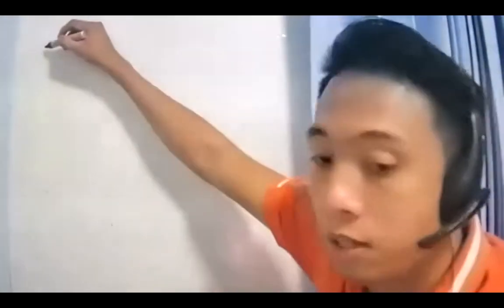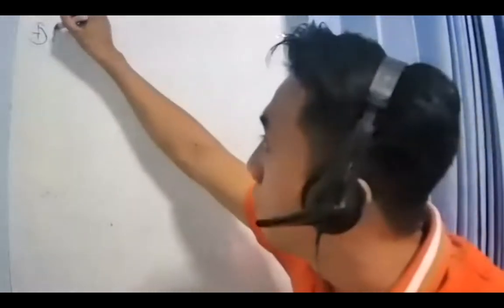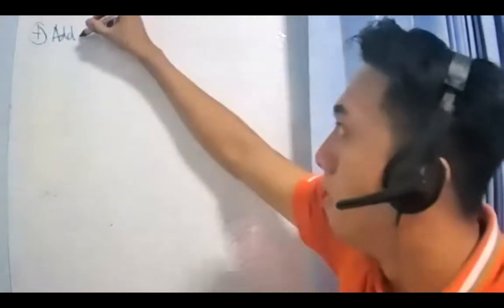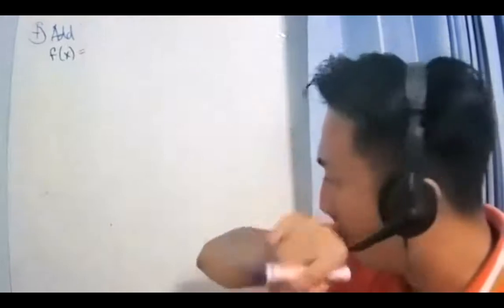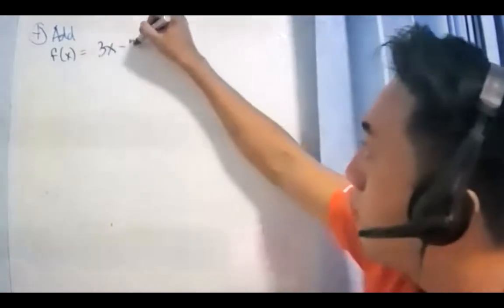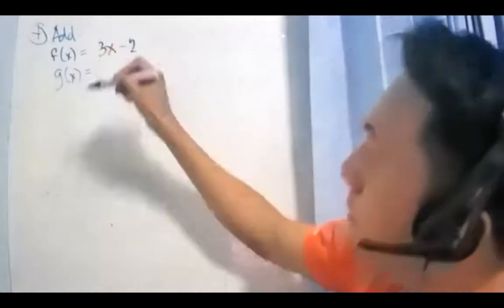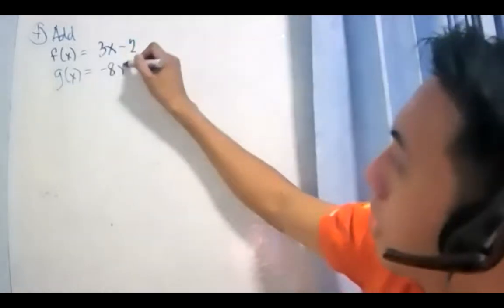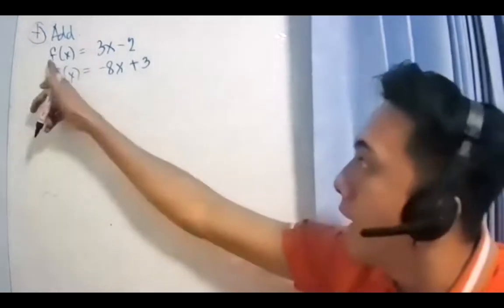And let us do some more examples here for addition. Addition. Mataas na ba yan? Ayan. Plus muna tayo, okay? Addition of functions. So for example, we have here f of x equals 3x minus 2. Okay? And our g of x is equal to negative 8x plus 3.